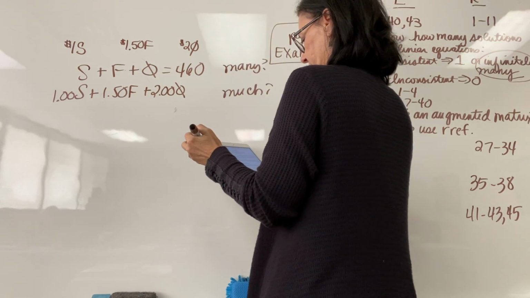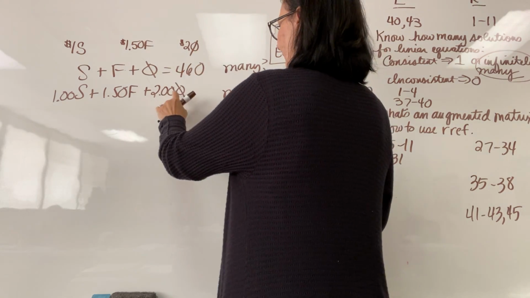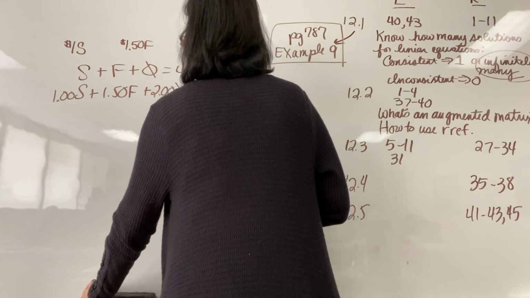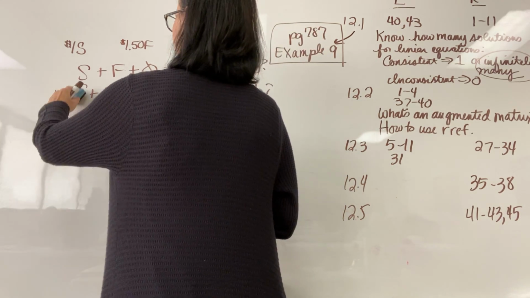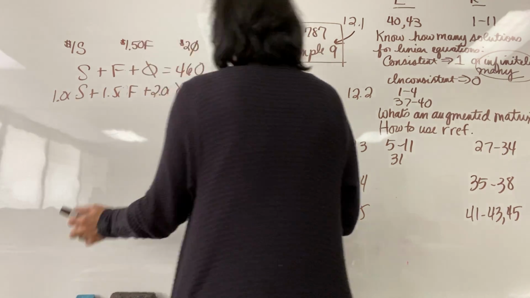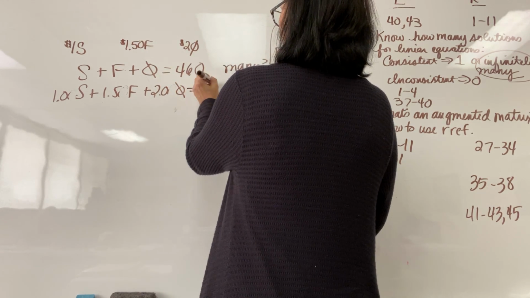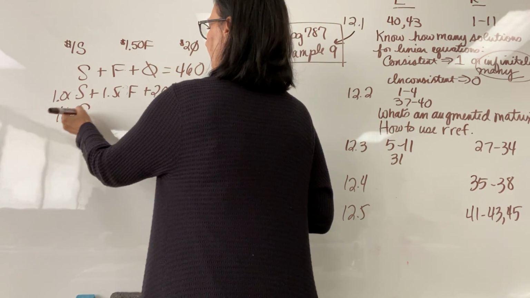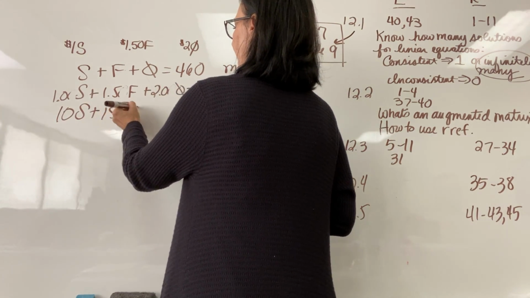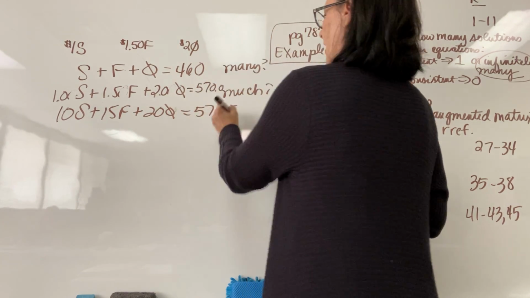Couldn't you just write it with one decimal place? I could write it with just 1. Yes, let's do 1. That does make it easier, huh? Well, it doesn't really matter. I'd probably put this in my calculator. Equals 570.0. And then you could just eliminate. That'd be 10S plus 15F plus 20O equals 5700.